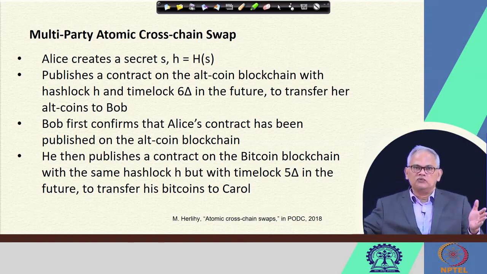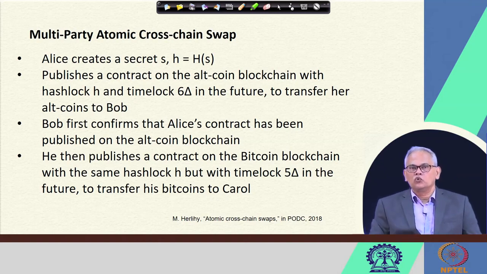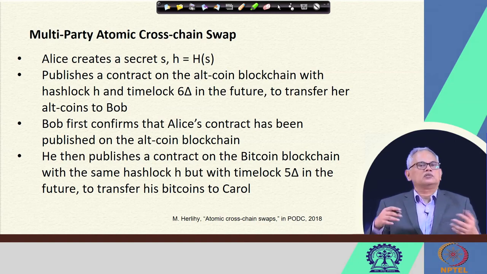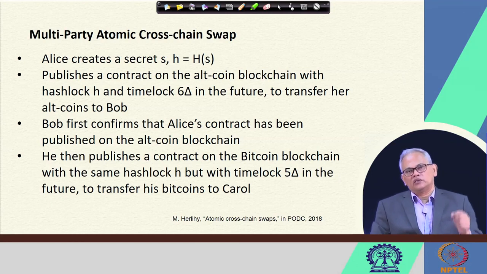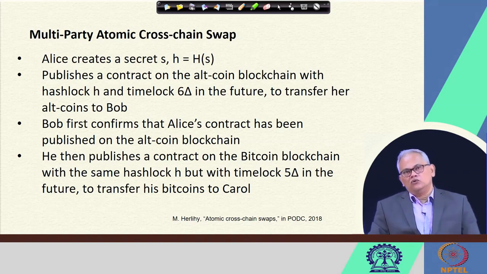So, we are showing 6 delta in future to denote that Alice's contract will time out at the very end, and that contract is going to do what? It would transfer her altcoins to Bob. That has been negotiated between Alice and Bob, that if the Cadillac costs, say, 100 bitcoins, and 100 bitcoins is, as an example, let us say 1000 altcoins. So, it means that Alice is going to pay 1000 altcoins to Bob, and Bob will pay 100 bitcoins to Carol, and Carol will transfer her car's title to Alice.